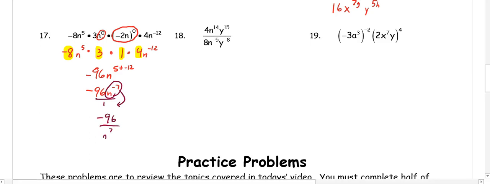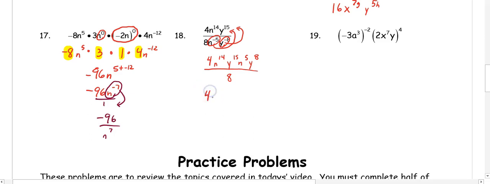In number 18, we have 4n to the 14th, y to the 15th over 8, n to the negative 5th, and y to the negative 8th. So first we need to move these negative exponents so that we can combine the n and the y powers. So they need to move to the numerator. So we have 4 n to the 14th, y to the 15th, n to the 5th, y to the 8th, all over 8.